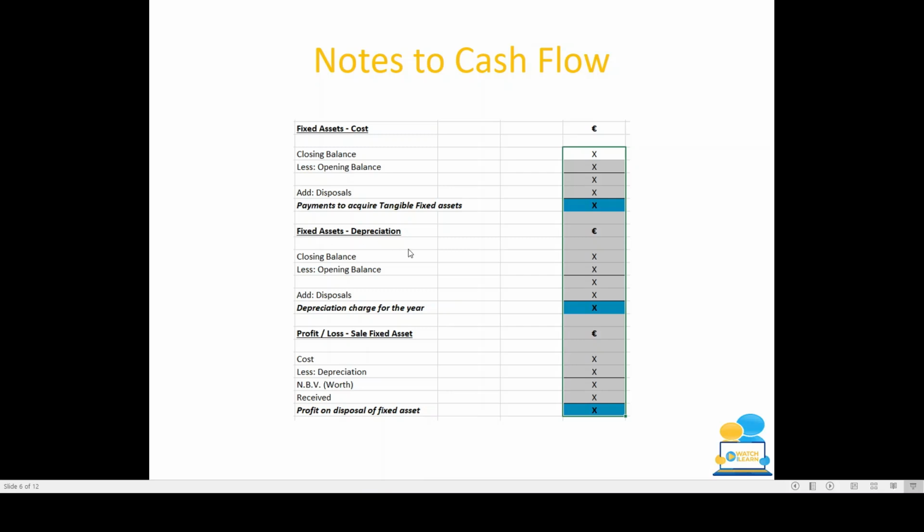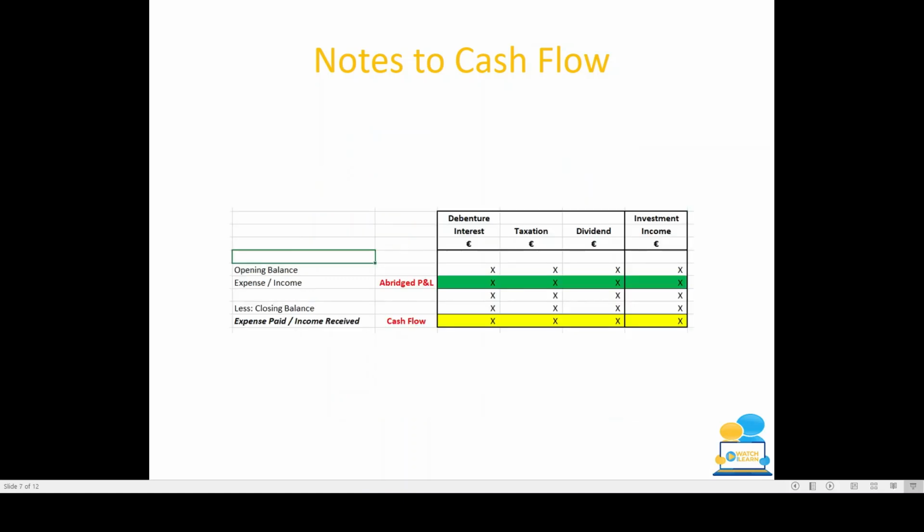For fixed assets depreciation, again, same thing, closing balance, take away opening balance. I'd add disposals, and that would give me my depreciation charge for the year, which I'll also need. And for the profit and loss, I would get my cost, take away the depreciation. That will give me the net book value or how much it's worth. I would see how much I received, and if I received more than the net book value, it would be a profit. If I received less than the net book value, it would be a loss. So these figures in blue, I will need again when doing the cash flow statement.